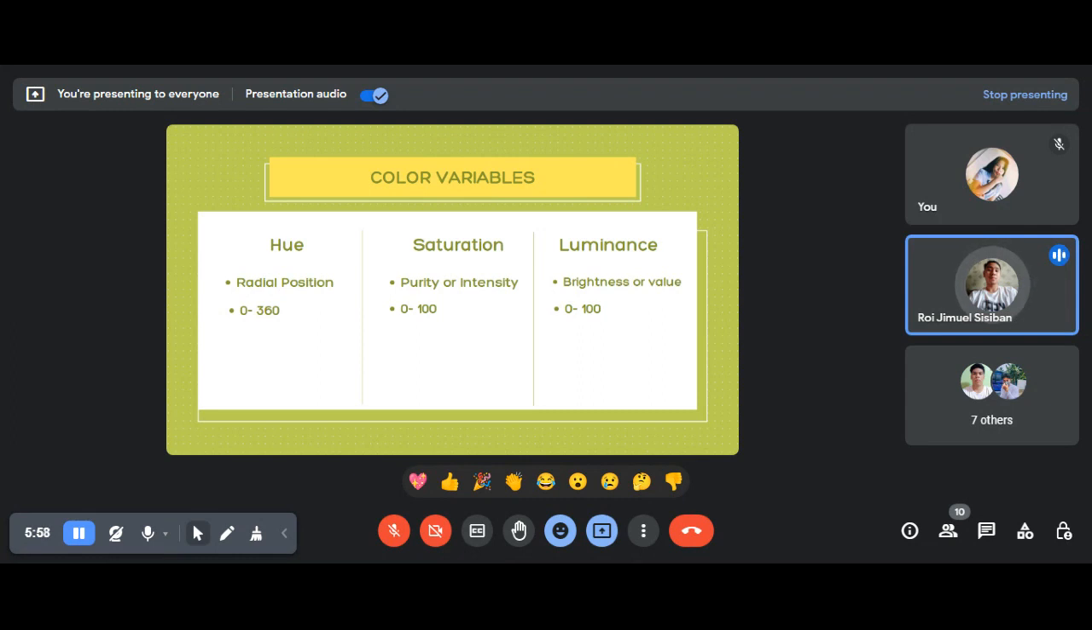Saturation refers to the purity or intensity of a color on a scale from 0 to 100. When you use 0 saturation level, the closer the color is to grayscale. Then luminance, also known as brightness or value. Luminance determines how bright a color is. It ranges from 0 to 100, with 0 being black. Next.